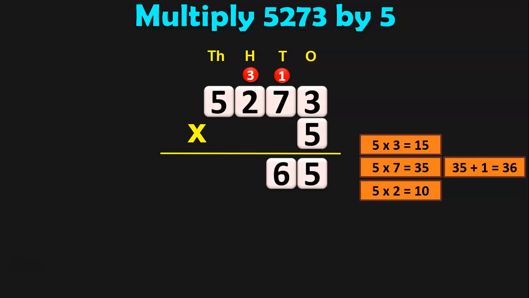Next, 5 into 2 is 10. 10 plus 3 is 13. So you have 13 hundreds now, which is nothing but 1300. So retain the 300s in the hundreds place and take the 1000 as a carry over to the thousands place.